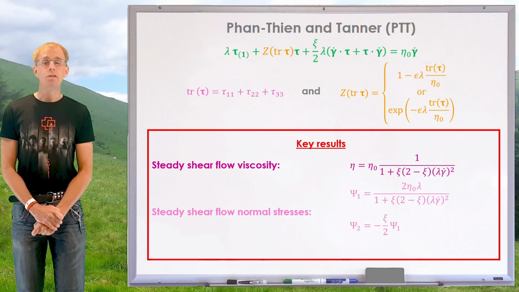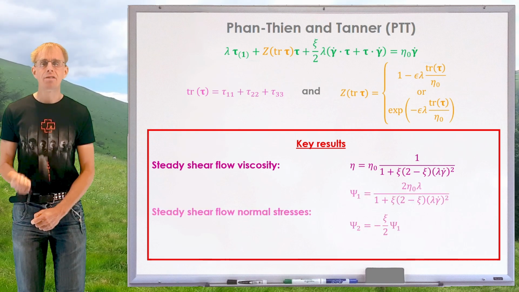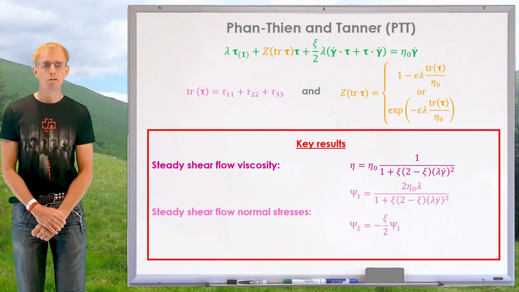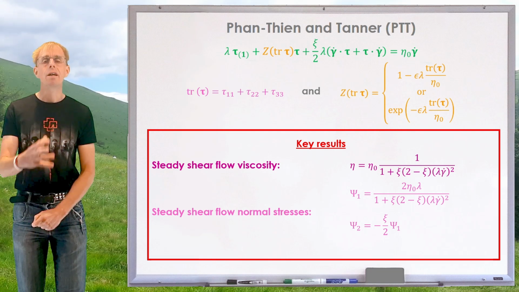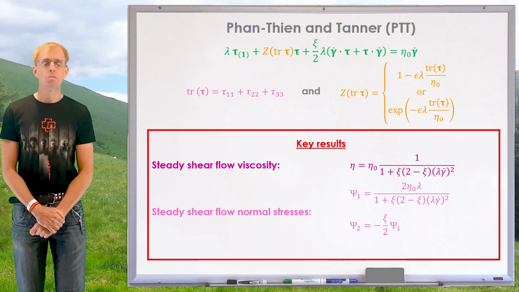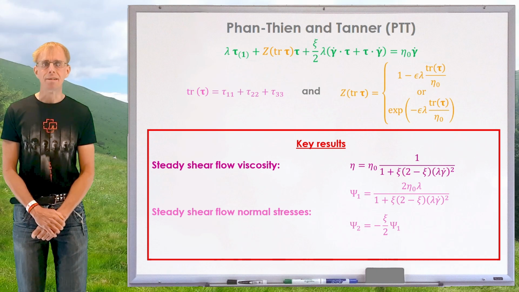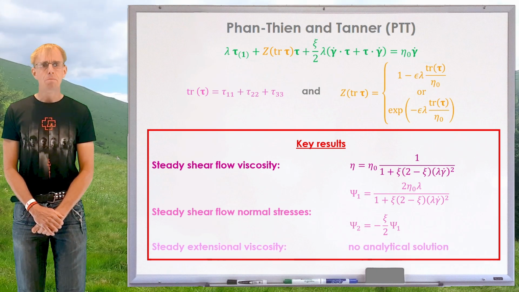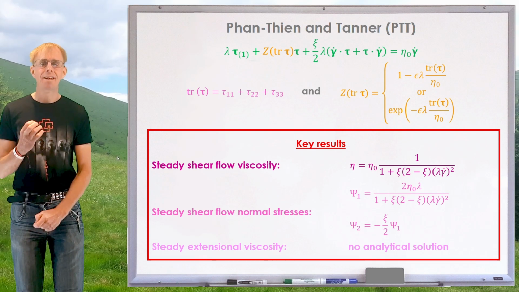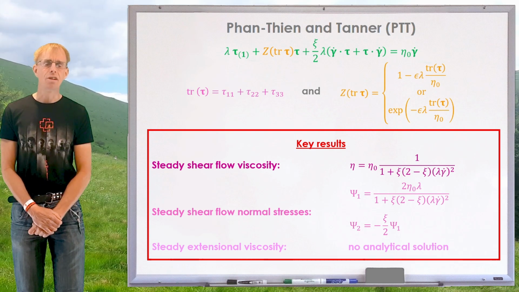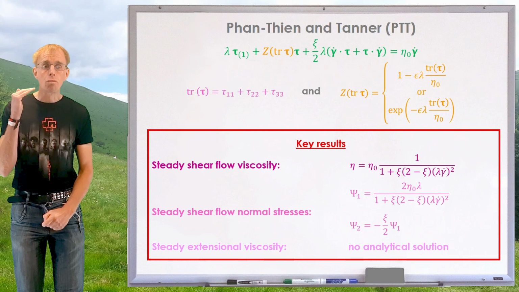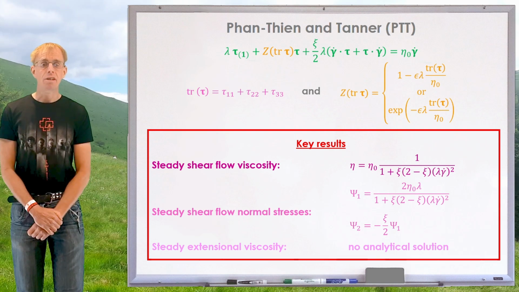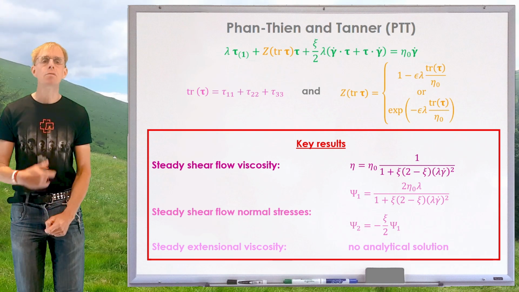PTT also gives us non-zero first and second normal stress coefficients, as I've put there on the board. So again, these can be fitted to experimental measurements of these data. The key difference with PTT is that there isn't an analytical solution for the steady extensional viscosity. One can write down the equations that govern the steady extensional viscosity, but then they have to be solved numerically.